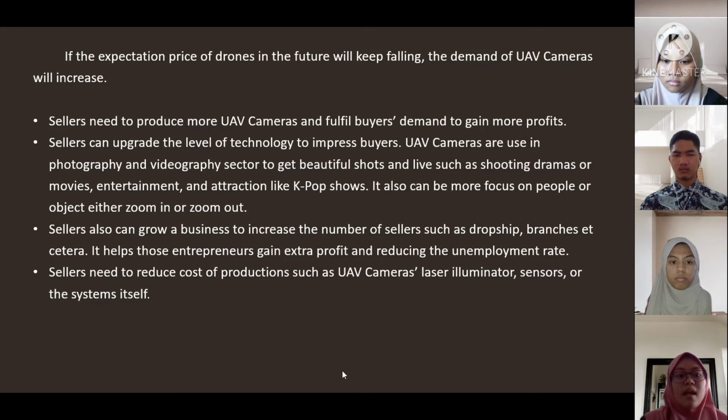Next, sellers can upgrade the level of technology to impress buyers. UAV cameras are used in the photography and videography sector to get beautiful shots and live footage, such as shooting dramas or movies, entertainment, and attractions like K-pop shows. It can also focus more on people or objects, either zooming in or zooming out.